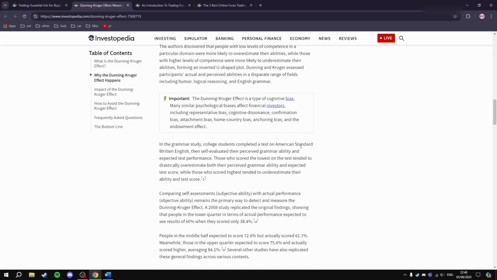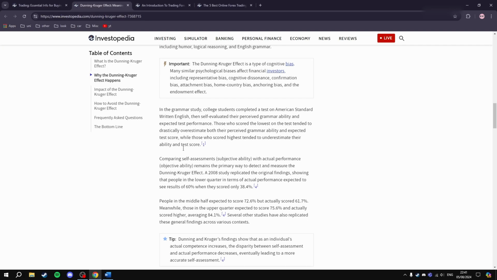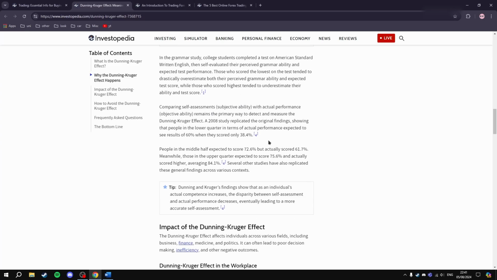In the grammar study, college students completed a test on American Standard Written English, then self-evaluated their perceived grammar ability and expected test performance. Those who scored the lowest on the test tended to drastically overestimate their perceived grammar ability and expected test score, whilst those who scored highest tend to underestimate their ability and test score. Comparing self-assessment's subjective ability with actual performance objective ability remains the primary way to detect and measure the Dunning-Kruger effect.